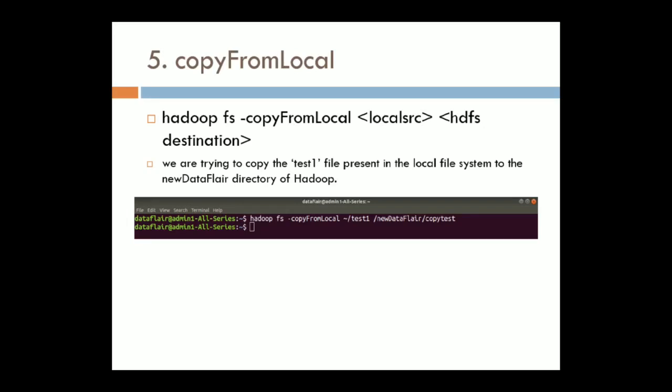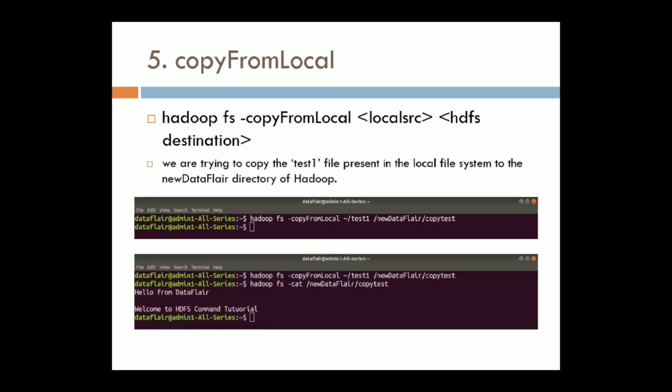What I have done here is call hadoop fs -copyFromLocal, where the file was test1 on my local system. Now I'm going to copy that to new data flare as copy test. In the new data flare there is one more. In the case of a graphical user interface, I would call copy test a folder. Here I'm going to store it. Now if this has been successfully fired, I need to check the result.